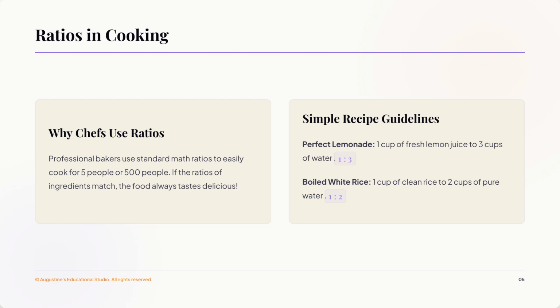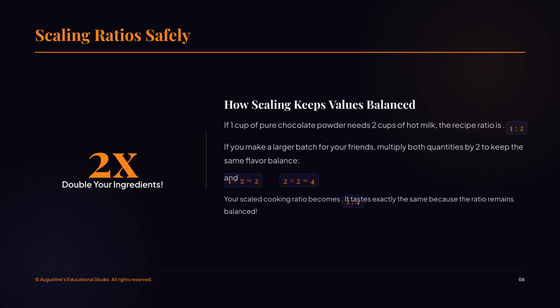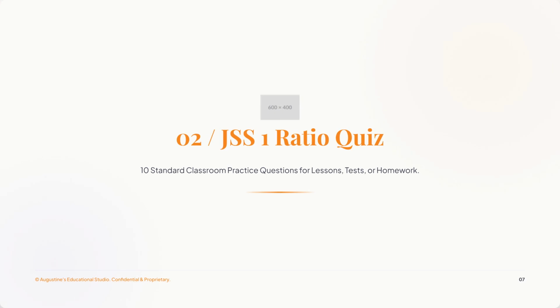Ratios are used everywhere, including in cooking. Chefs rely on them to ensure that ingredients are perfectly balanced, whether they are preparing food for a small group or a large crowd. Scaling is a key skill. If you double your ingredients, you must multiply both parts of the ratio by 2 to maintain the same flavor profile. Now, let's put your knowledge to the test with 10 practice questions.